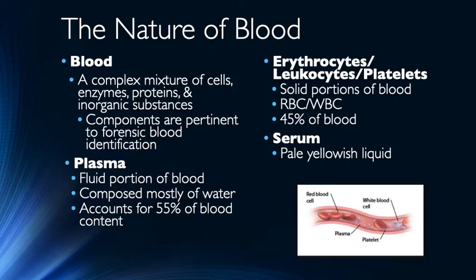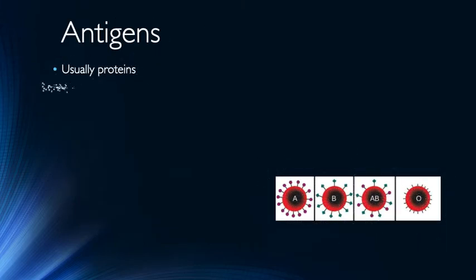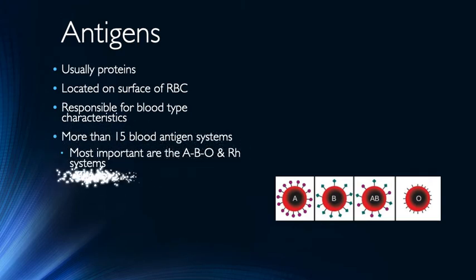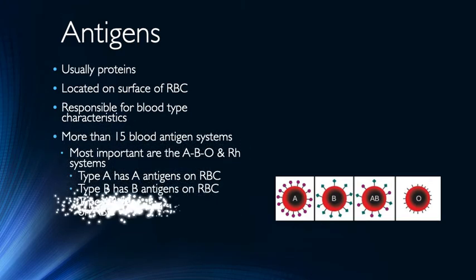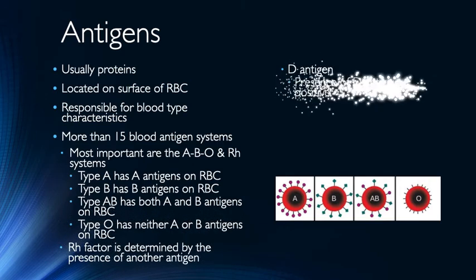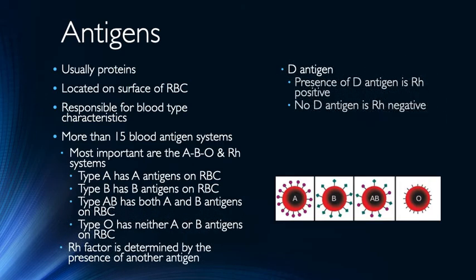That's the serum. But on each of the blood cells are what we refer to as antigens. These are usually proteins. Like I said, they're located on the blood cells, specifically the red blood cells, and they are what are responsible for our blood typing. We actually have more than 15 blood antigen systems, but the most important ones that we look at are the ABO and then the RH systems.